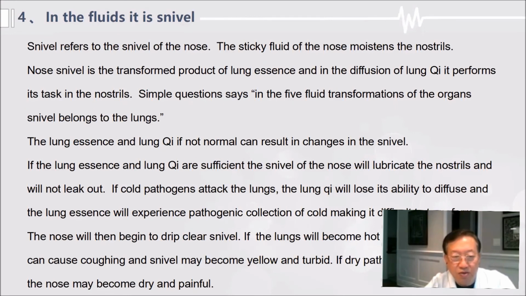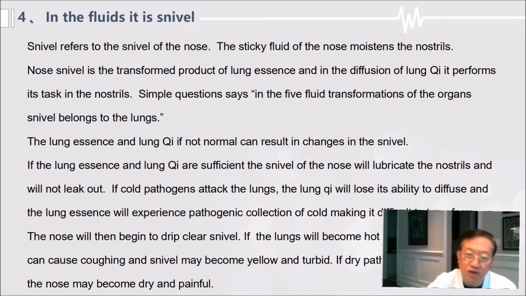Snivel refers to the snivel of the nose. The sticky fluid of the lung moistens the nostrils. Nose snivel is the transformed product of lung essence, and in the diffusion of lung qi, it performs the task in the nostrils. Simple Questions says, in the five fluid transformation of the organs, snivel belongs to the lungs. The lung essence and lung qi, if not normal, can result in changes in the snivel.